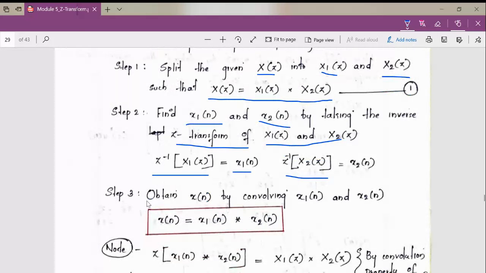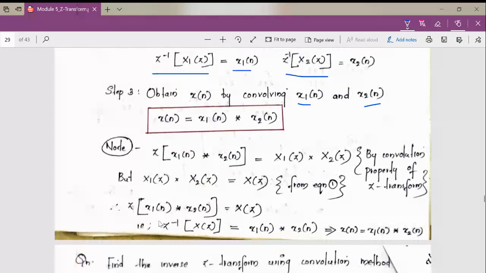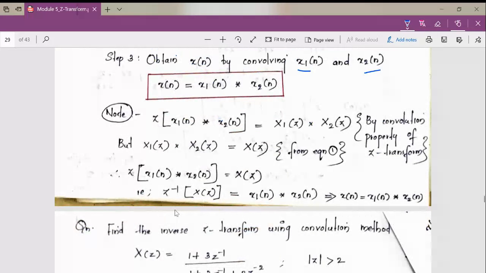Then obtain X of n. The total X of n is obtained by convolving X1 of n and X2 of n. That is, X of n is equal to X1 of n convolution X2 of n. So these are the steps we are following in the convolution method.